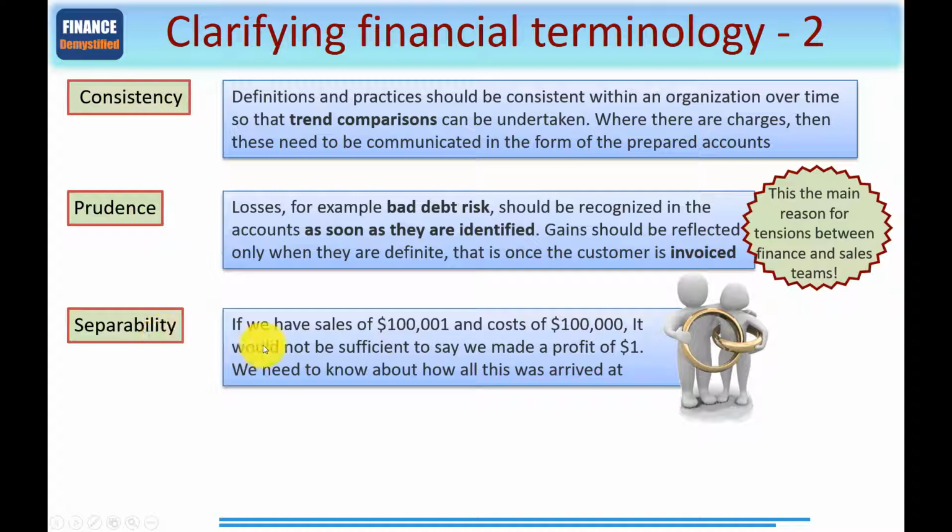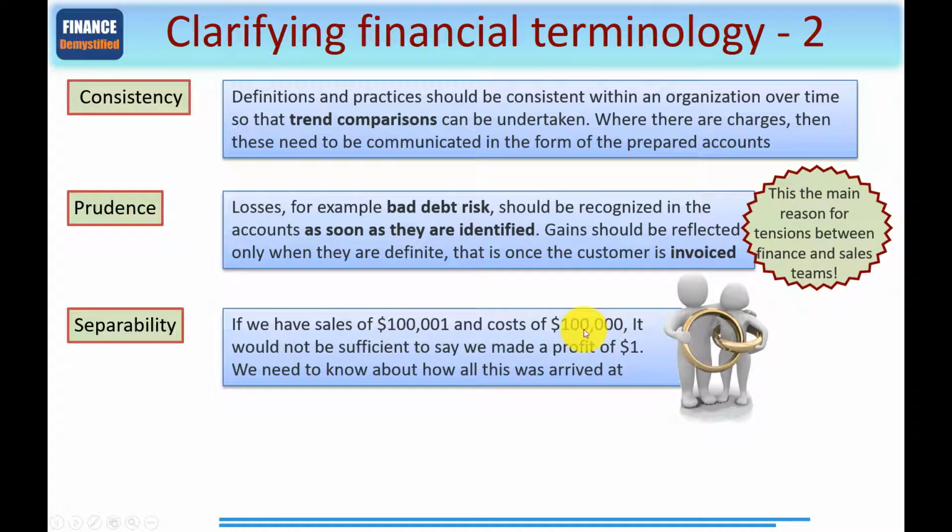Next up, separability. This is not as hard as it sounds. An example here makes this quite clear. Suppose you have sales of $100,001 and you have costs of $100,000. It would not be sufficient to say we made a profit of $1. Why is that? Well, we need to know all about how this was arrived at. In other words, there's nothing inferred, even if it was only $1, as the difference between sales and costs.